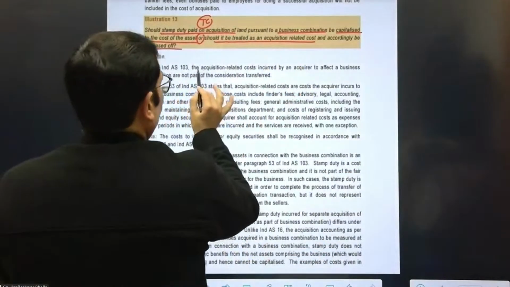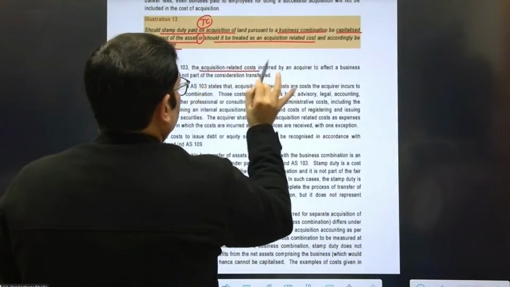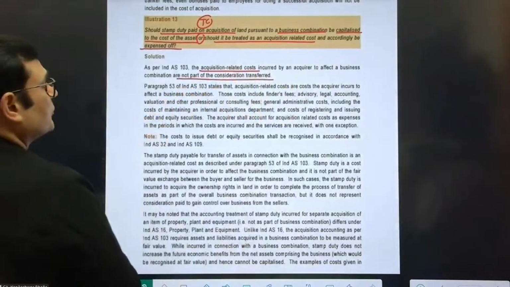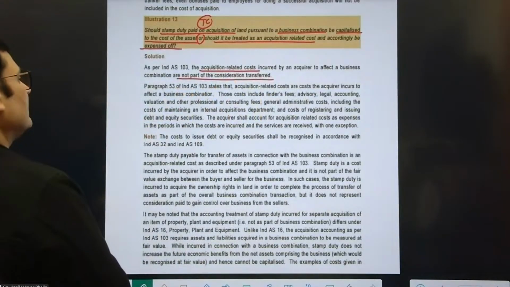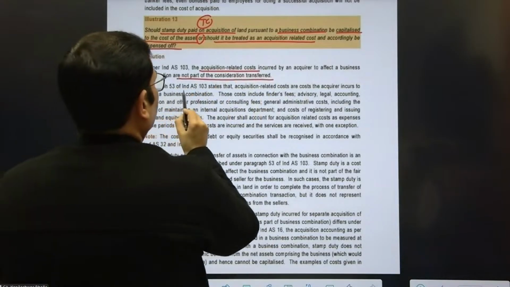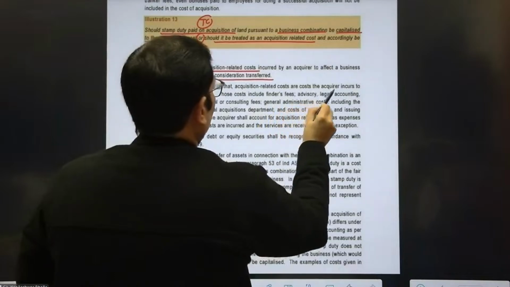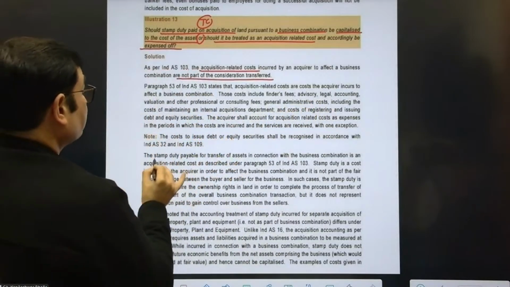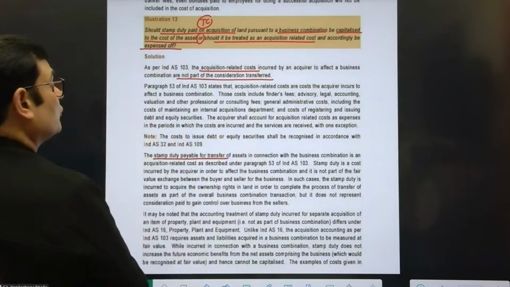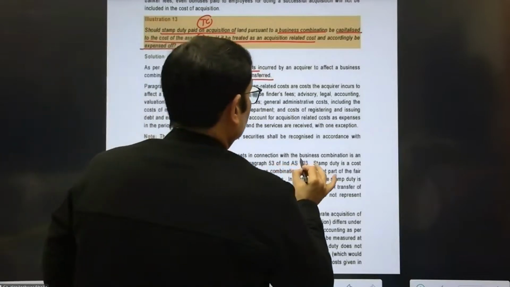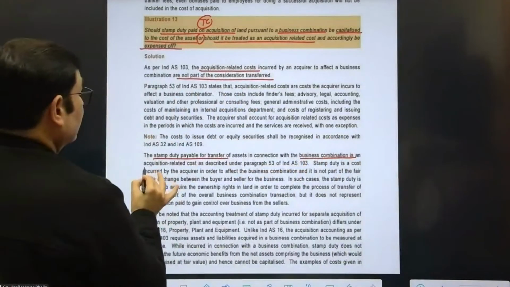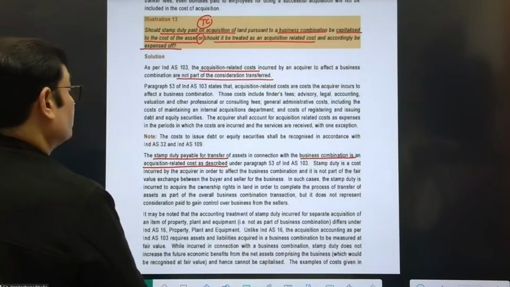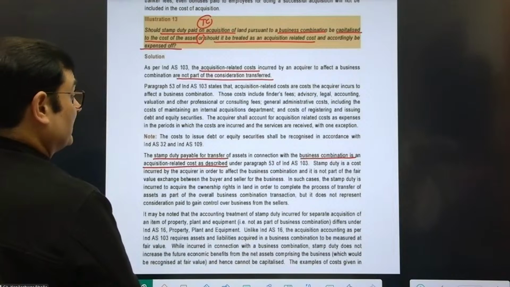As per Ind AS 103, acquisition related costs incurred by the acquirer are not a part of the consideration transferred. So definitely not a part of PC. And then para number 53 says acquisition related costs are those costs, and I'm not reading that further. The stamp duty payable for transfer of assets in connection with the business combination is an acquisition related cost. And therefore the stamp duty in this particular case is going to be immediately expensed.